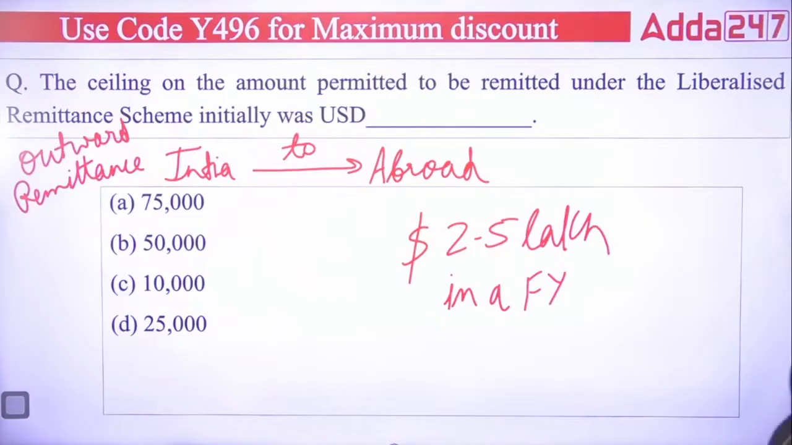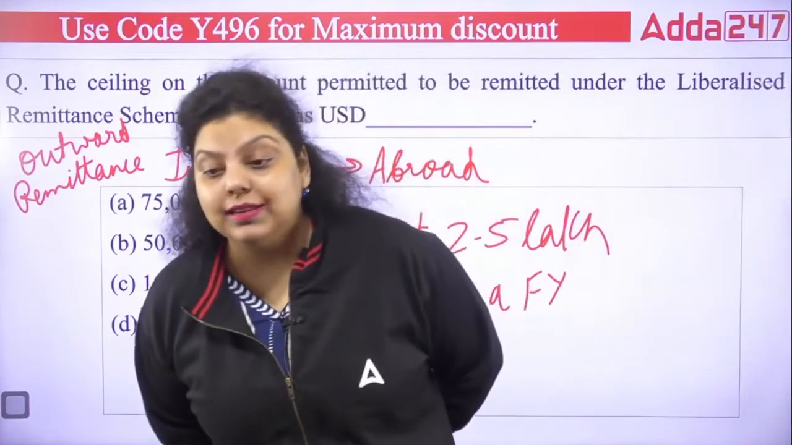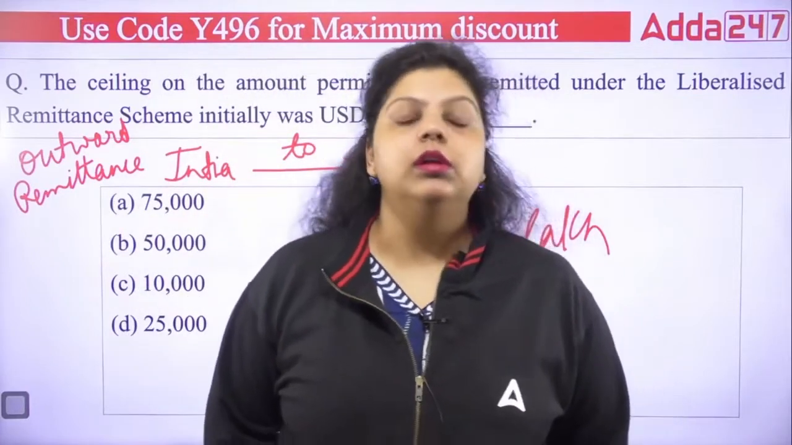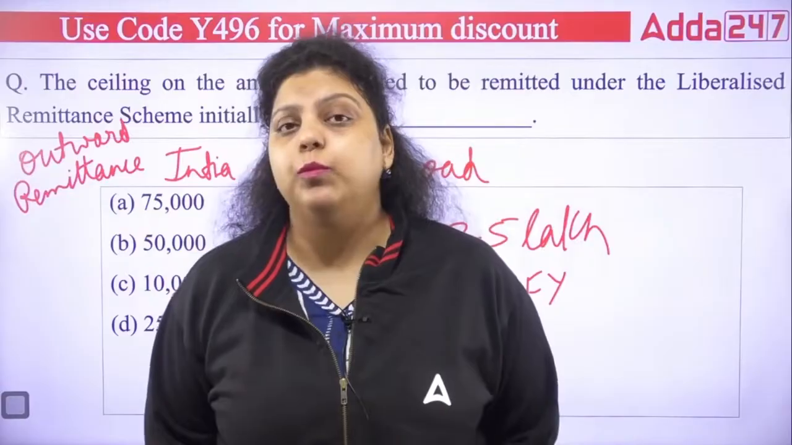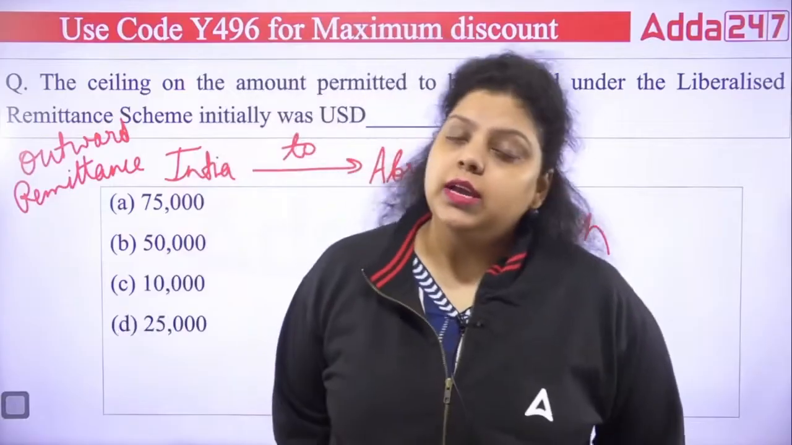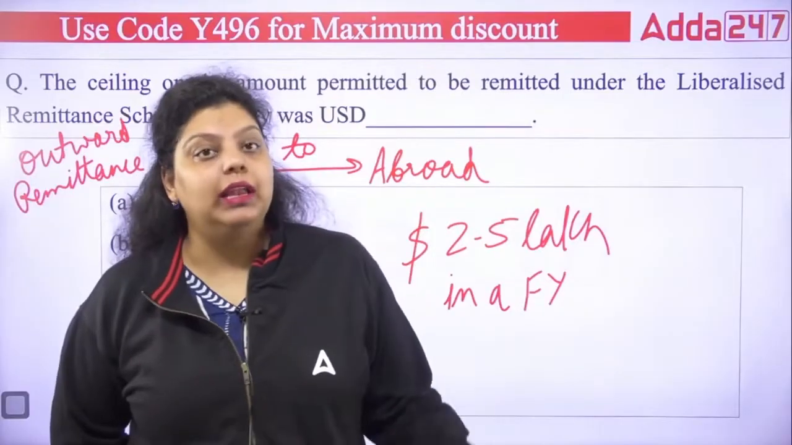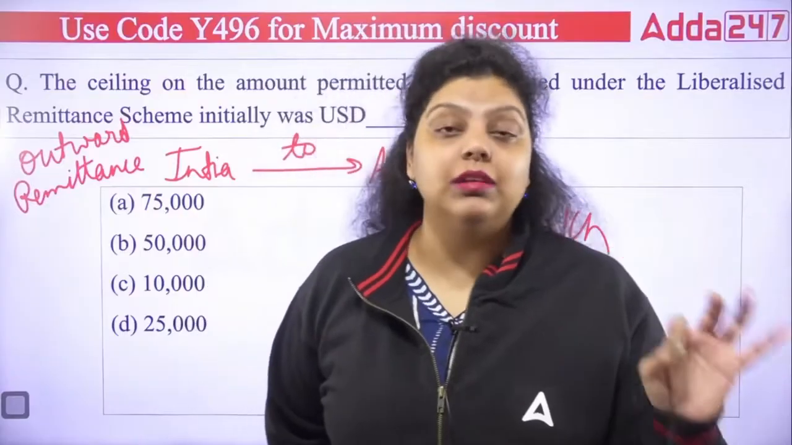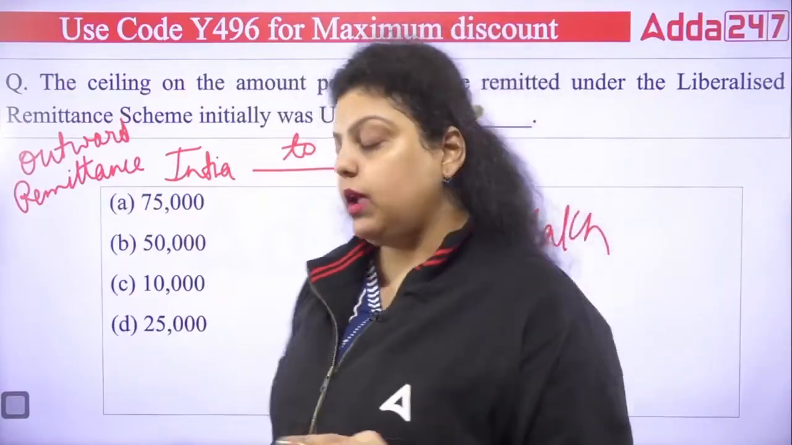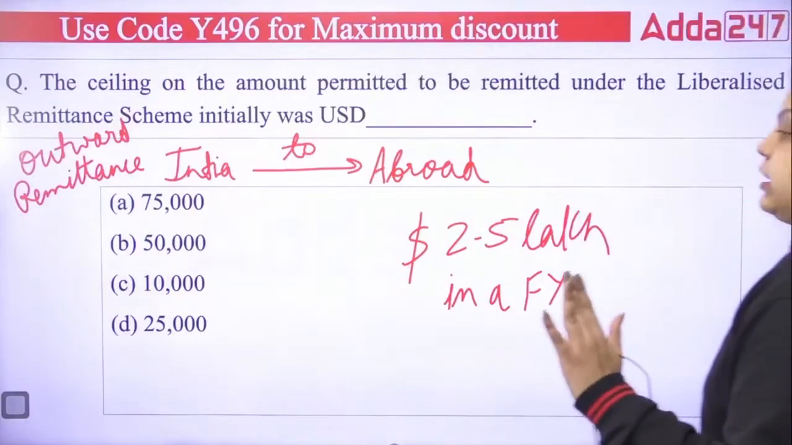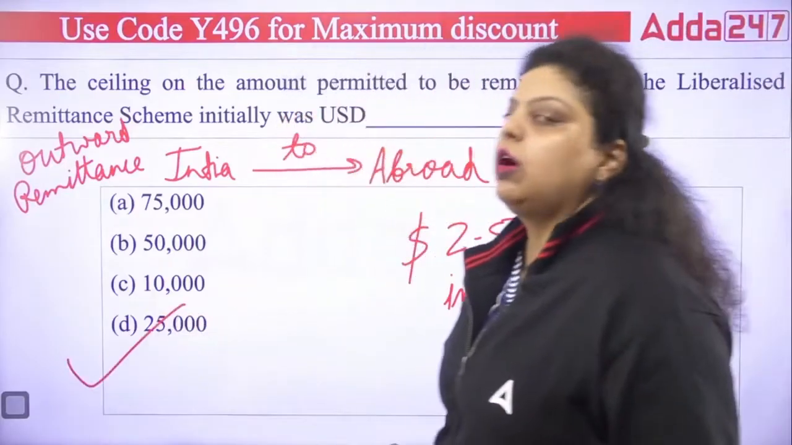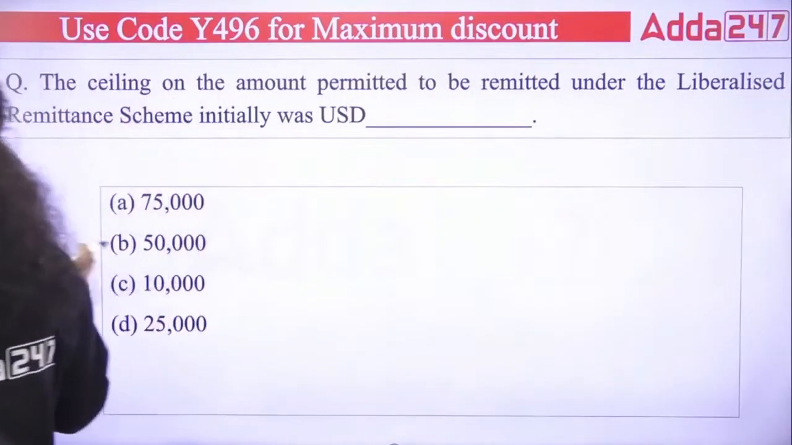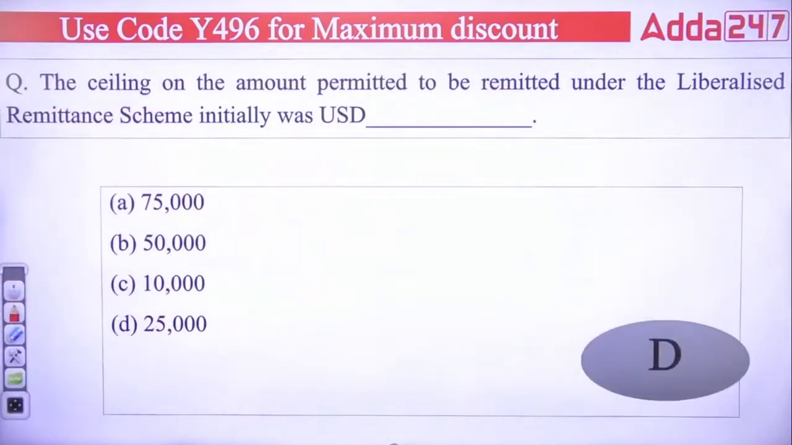Clear? And this can be transferred by the resident individual of the country, including minors. So this liberalized remittance scheme is not for corporates, trusts, Hindu undivided families, etc. It is only for resident individuals who are living in India, and that will also include minors. Minor means a person who has not attained the age of 18 years. Okay. So this is the amount right now, and how much did it used to be? $25,000. From $25,000 it has been increased to $2.5 lakh in a financial year. So your answer will be D.